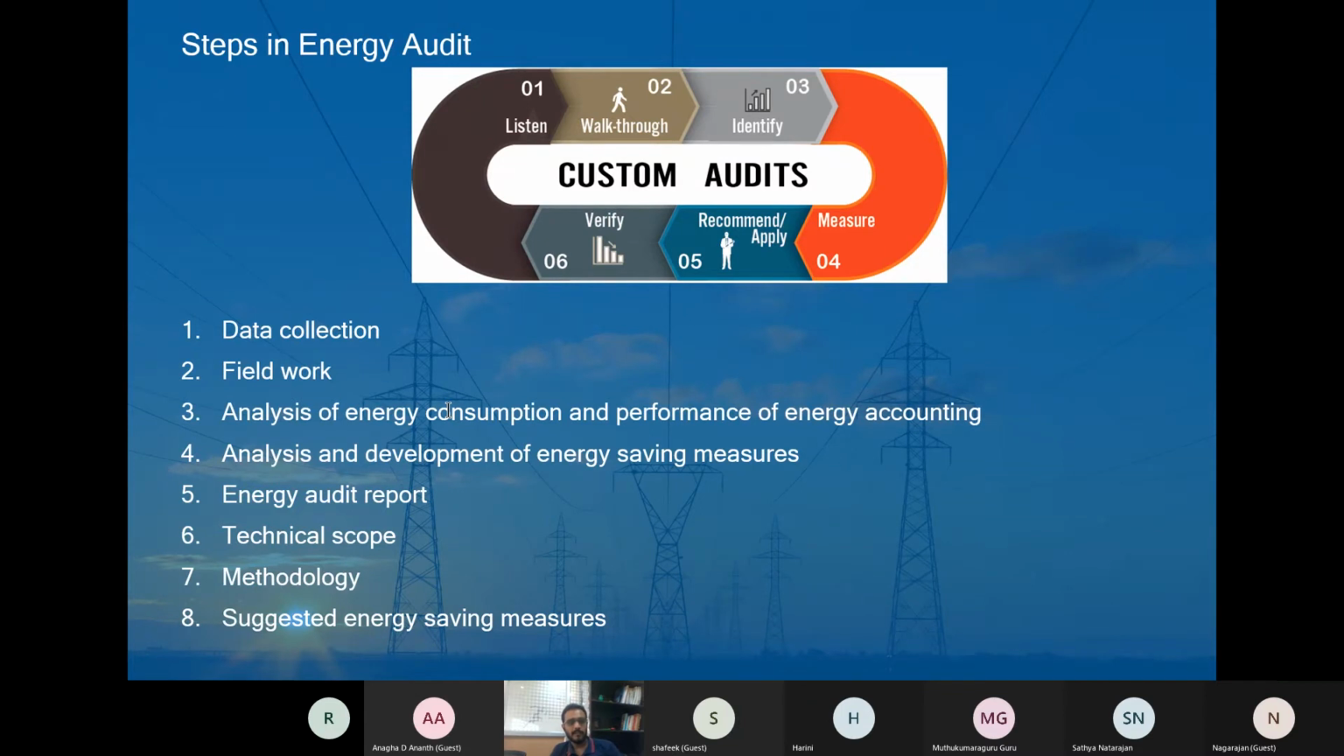Energy audit report. Following the energy audit, a report must be issued to the customer, which should include at least the following information, that is technical scope, methodology, and suggested energy saving measures. Technical scope includes services, including area, level of depth of analysis and the details required. Methodology includes the analysis of the state of the art of facilities, that is energy inputs, technology, and services. Suggested energy saving measures includes a description of the energy saving measure, including potential energy savings, economic savings, investment needed, and payback.